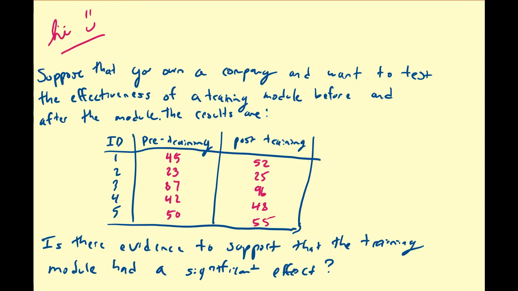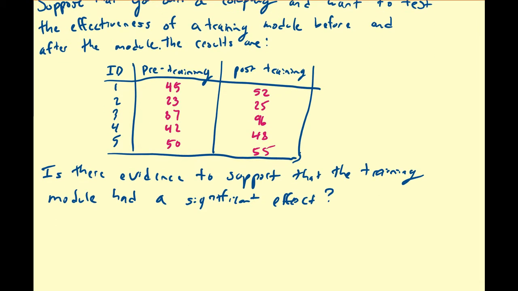So let's assume you take 5 people, you measure their performance, say in the workplace, before the training, and then after the training you measure their performance in some way, record your results before and after. So based on these results, is there evidence to support that the training module had a significant effect, either positive or negative? Hopefully positive, right? Alright, so how are we going to perform a hypothesis test on this type of scenario?